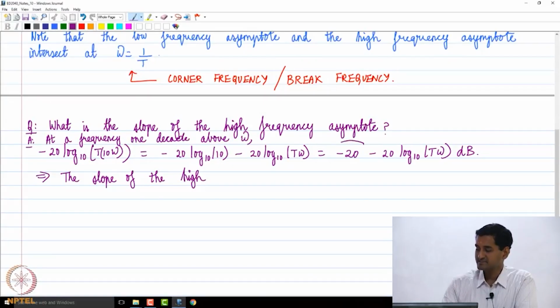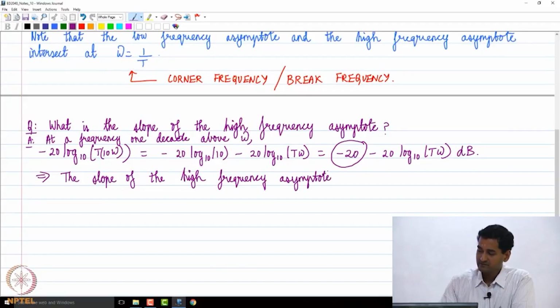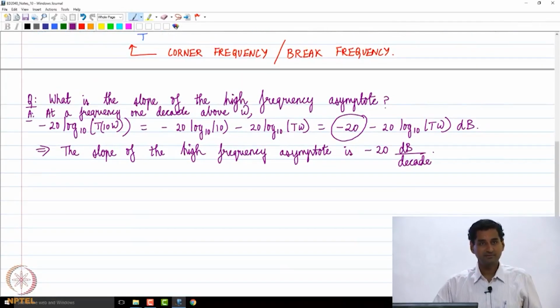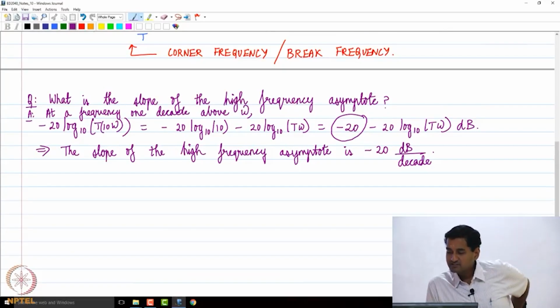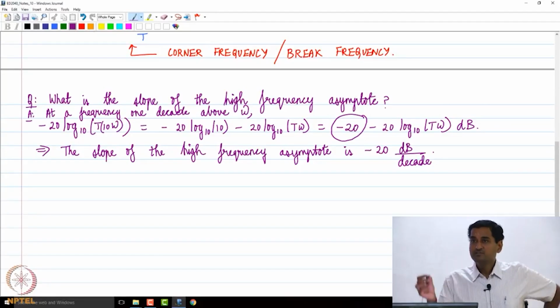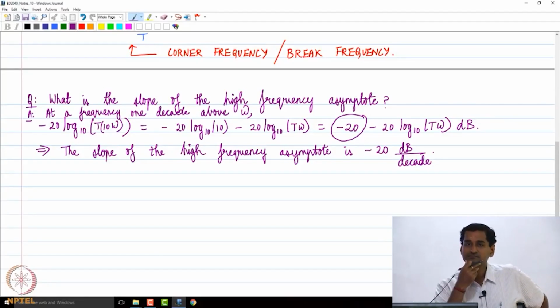Why? Because you can see this. You are going to have a difference of minus 20 from omega to 10 times omega. So consequently the slope of the high frequency asymptote is minus 20 decibels per decade. That's what we have. Of course, what is the slope of the low frequency asymptote? 0. It's just a flat line in the magnitude plot.